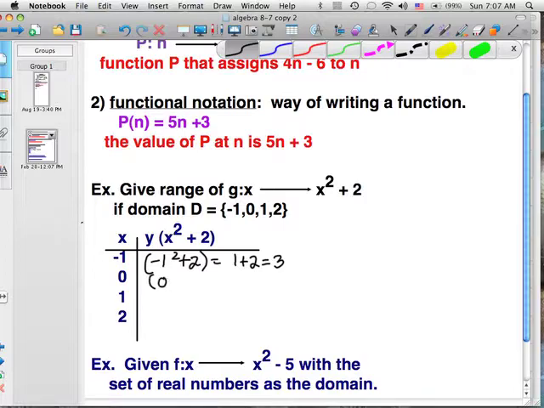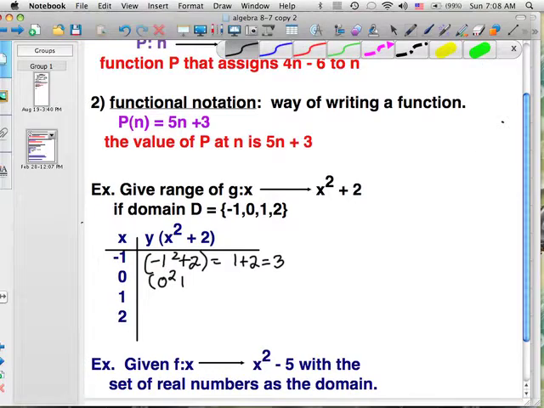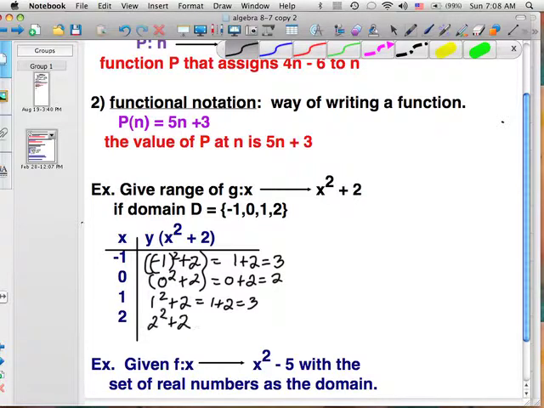Plugging in 0, we get 0 squared plus 2, which equals 0 plus 2, which is 2. Putting 1 into the function, 1 squared plus 2 is 1 plus 2, which is also 3. And 2 squared plus 2 is 4 plus 2, which is 6. So our range, in numerical order, is 2, 3, 6.